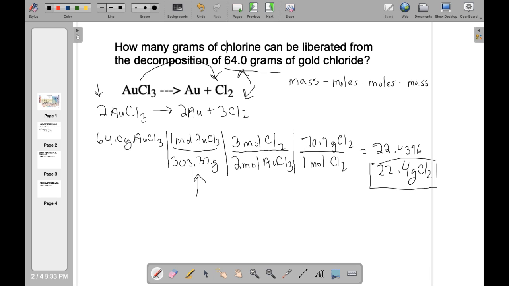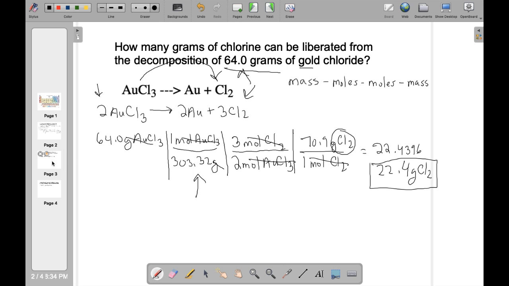So let's look at the simple conversion factors here in the dimensional analysis. Grams of gold chloride cancel with grams of gold chloride. Moles of gold chloride, moles of gold chloride, moles of chlorine, moles of chlorine. I'm left with grams of chlorine. Now, I always advise students to write out the units. Notice how I forgot the unit here, which would be gold chloride, because then I know what I'm canceling out. That helps you understand the process. Okay, so that is a very simple mass-to-mass stoichiometry problem.